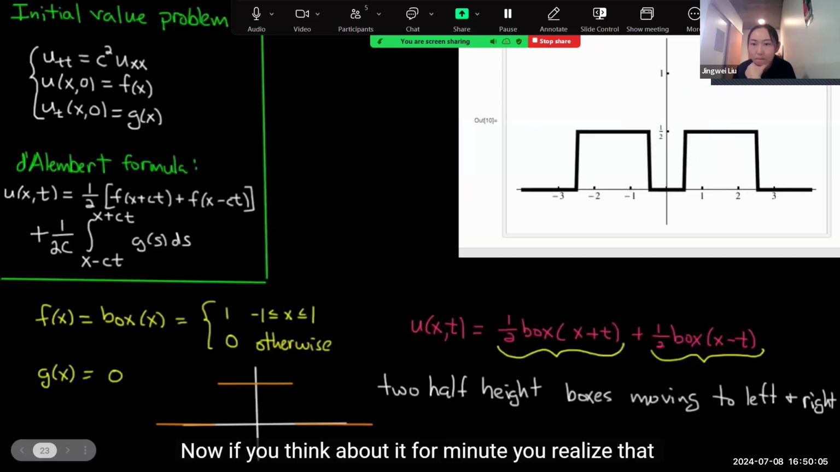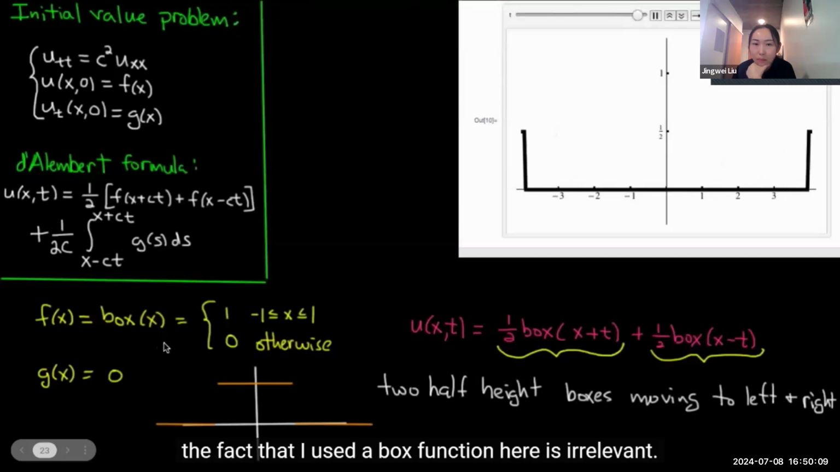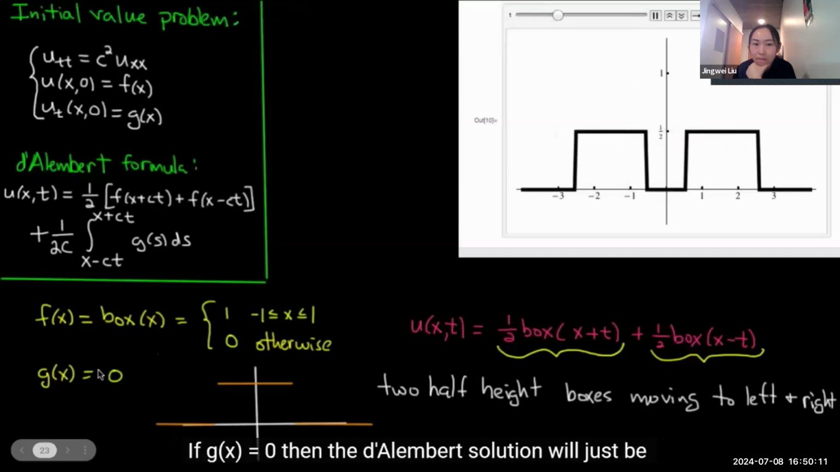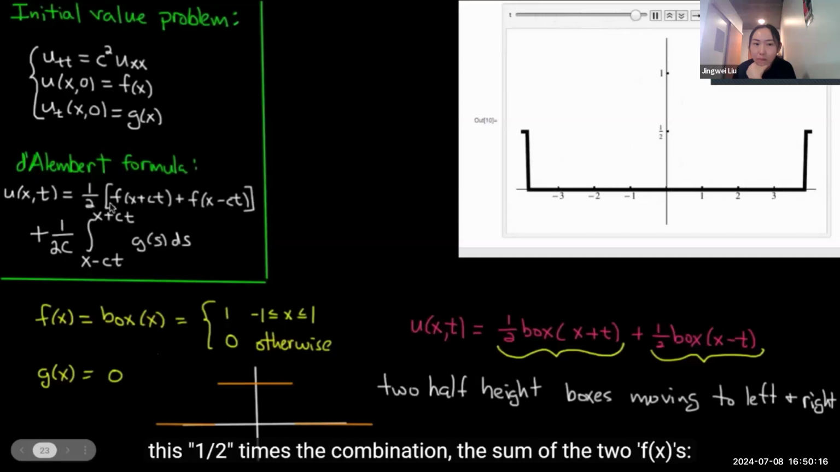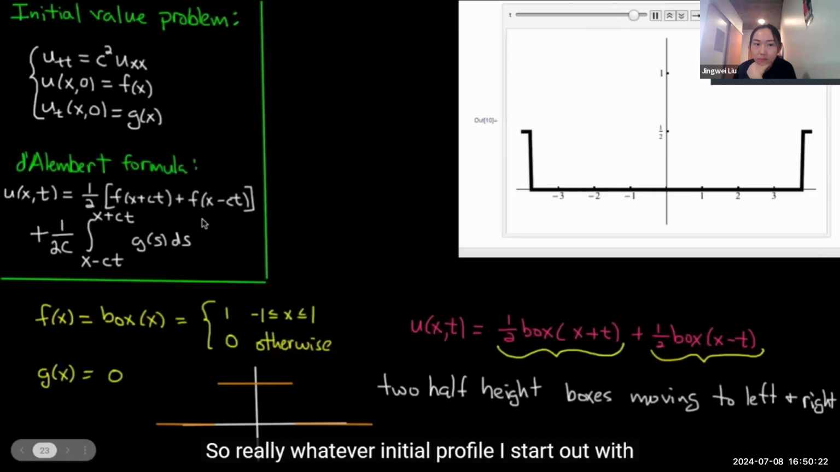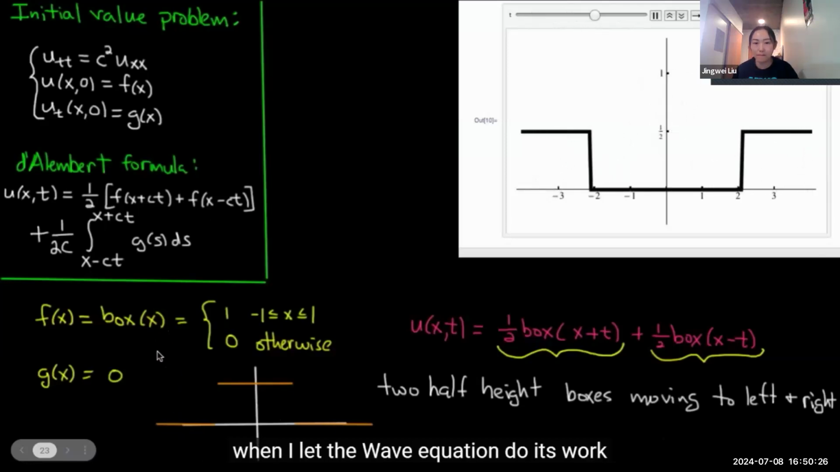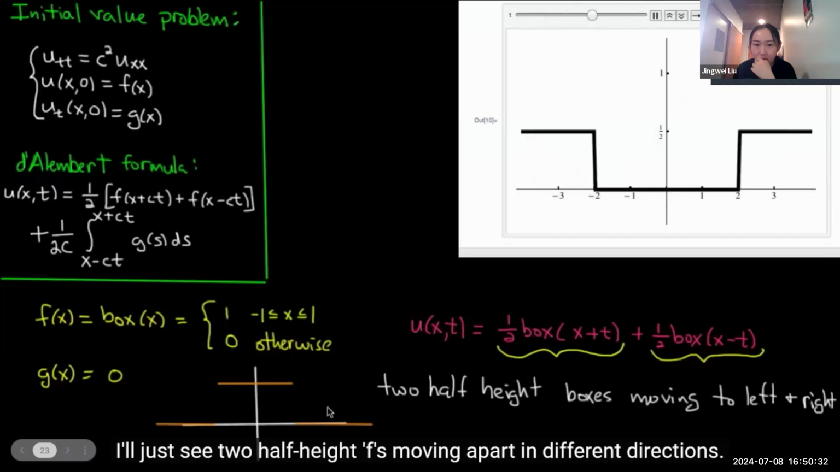Now, if you think about it for a minute, you realize that the fact that I used a box function here is really just irrelevant. If g is 0, then the D'Alembert solution will just be this 1/2 times the sum of the two f's, one moving to the left and one moving to the right. So really, whatever initial profile I start out with, when I let the wave equation do its work, I'll just see two half-height f's moving apart in different directions.